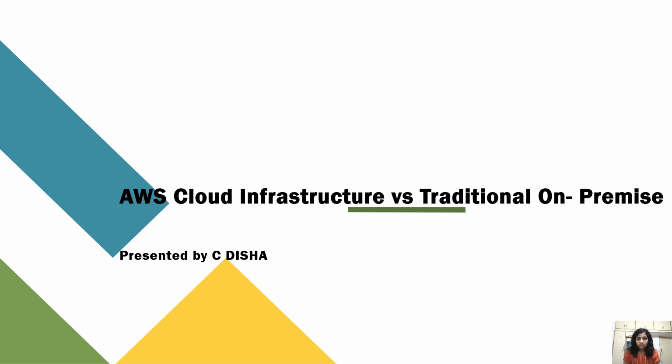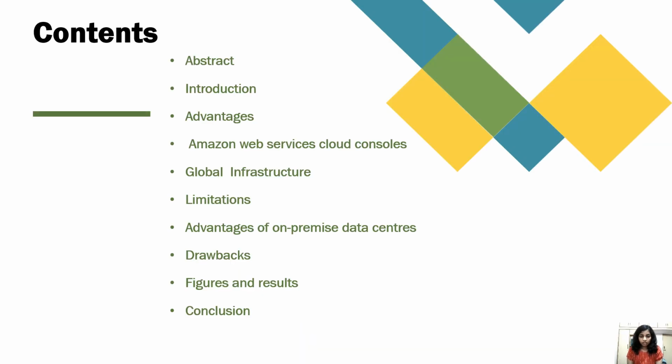Hello everyone. In this video we are discussing a research paper titled AWS Cloud Infrastructure versus Traditional On-Premise. Contents covered in this video are abstract, introduction, advantages, Amazon Web Services cloud consoles, global infrastructure, limitations, advantages of on-premise data centers, drawbacks, figures and results, and conclusion.